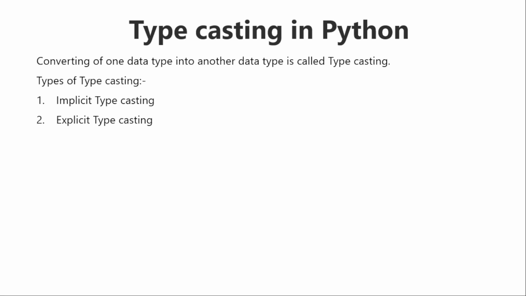Hello. Today we can start with typecasting in Python. Typecasting is a method of converting one data type into another data type. We have two types of typecasting: one is implicit typecasting and the other one is explicit typecasting. So we can go through one by one.